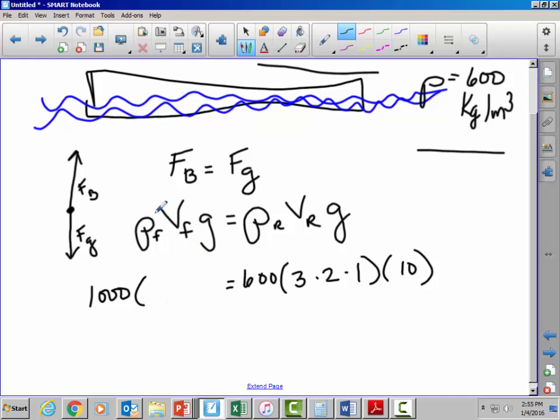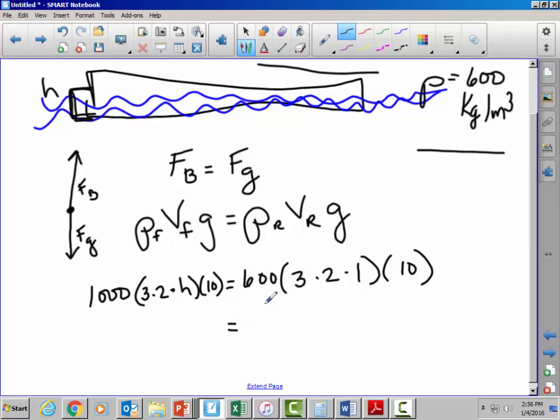Now this is the volume of the fluid that is displaced. So the length and the width will be the same, but the height will not be, right? Because we don't know this height. We don't know how deep the raft is sitting in the water. So we don't exactly know the volume of displaced water yet. So that has to remain our unknown variable in this equation.